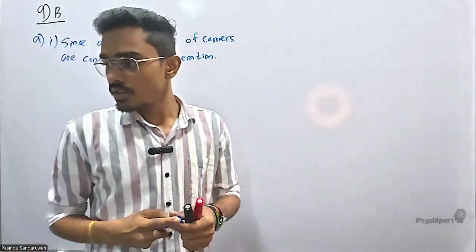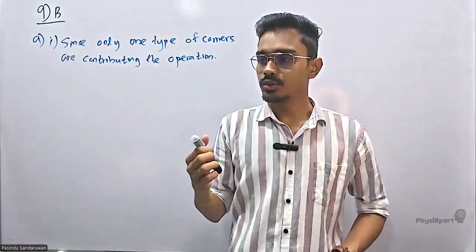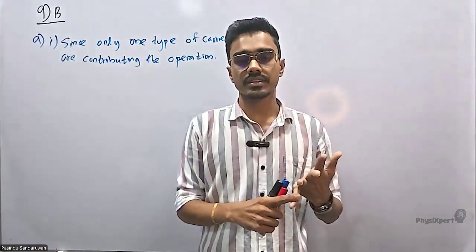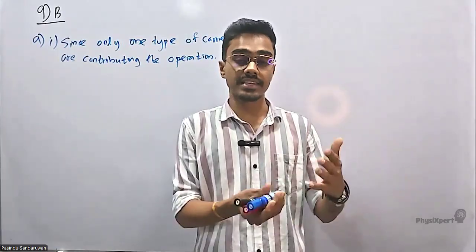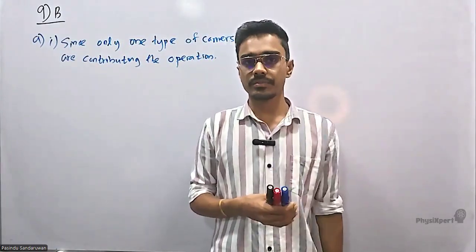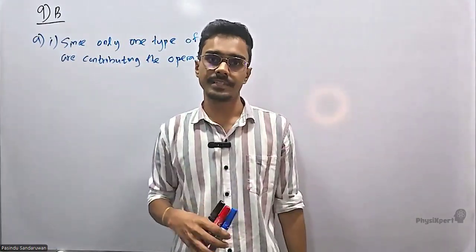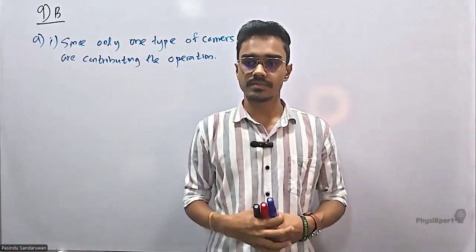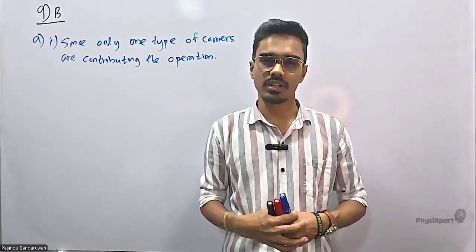It asks, what are the charge carriers contributing to the operation of FETs? In FETs, only one type. In the sense, if there is an N channel, only electrons are contributing. If there is a P channel unipolar transistor, only holes are contributing. Only holes.